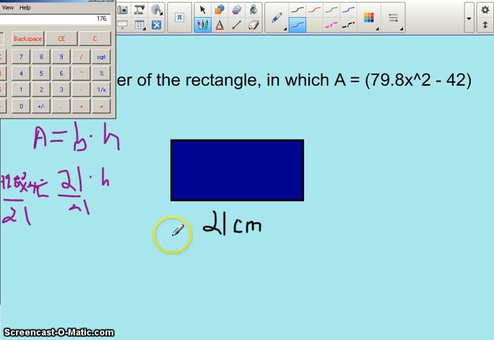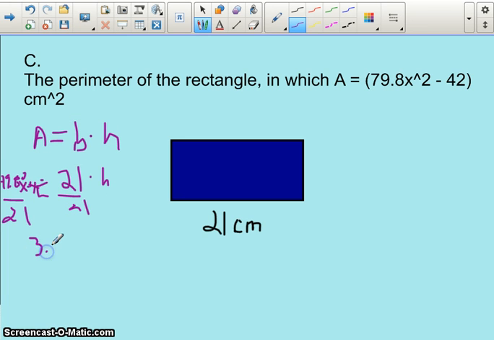So let's take the 79.8 and divide that by the 21. That's going to give me 3.8x squared. And then 42 divided by 21 is going to be a 2. So now I've figured out what my height is.